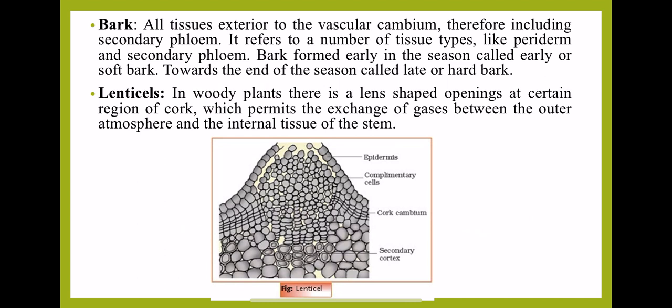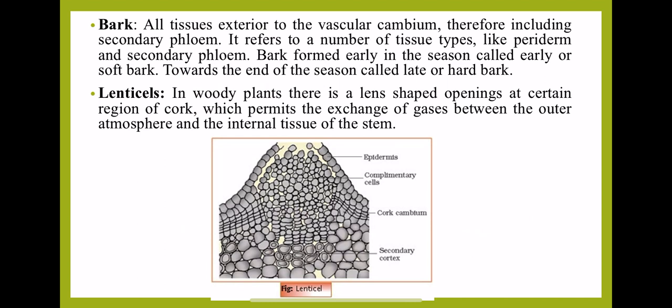During secondary growth, some of the cells rupture and die. Bark is a tissue present in the dicot stem. All the tissue exterior to the vascular cambium, including secondary phloem, is termed bark. It refers to a number of tissue types like periderm and secondary phloem. Periderm and secondary phloem together are called bark. Bark formed early in the season is called early or soft bark, and towards the end of the season, late or hard bark.